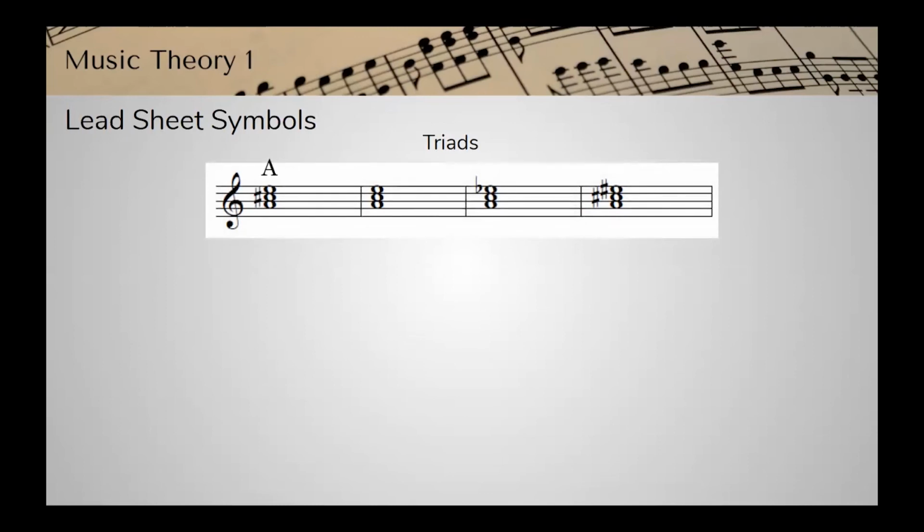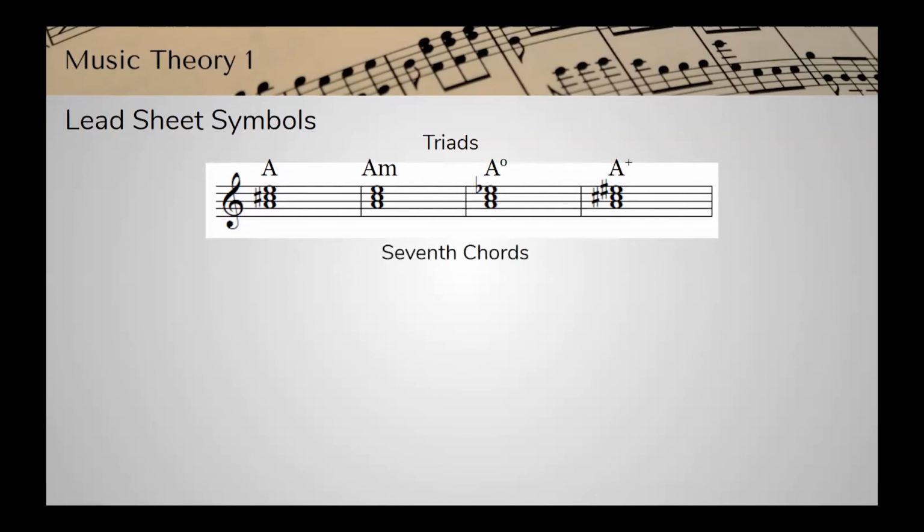So for a major triad, you just write the letter by itself. So that indicates that A major triad. Minor triads have a lowercase m next to them. Diminished triads have the circle. And then augmented triads have the plus.